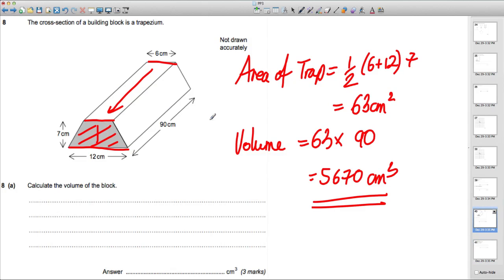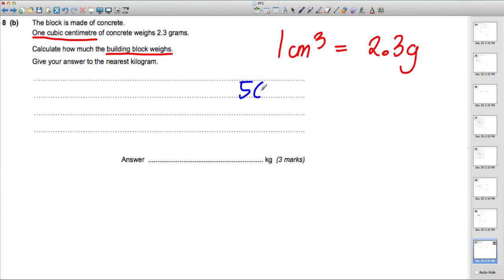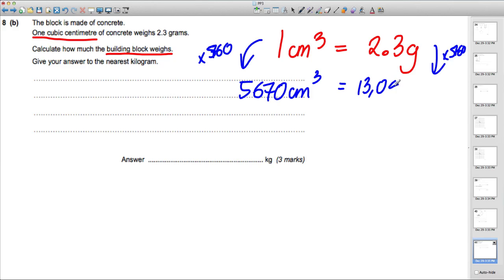Right? Now, you have yourself 5670 centimetres cubed. You want to work out how much that weighs. So multiply this by 2.3. 5670 times 2.3 is equal to 13,041. And they want it in nearest kilogram. That's grams, so this is 13 kilograms to the nearest kilogram. So the answer is 13. Do make sure you read the question there.